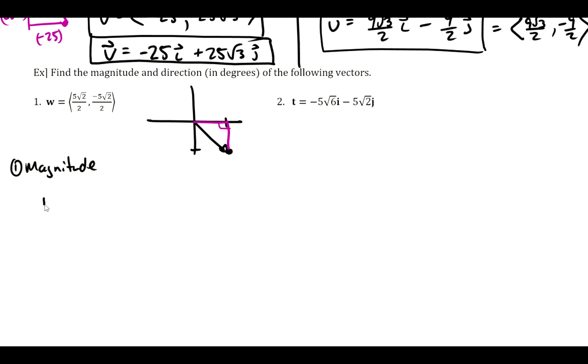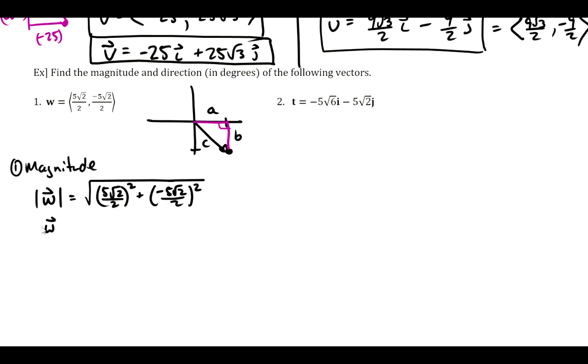So the magnitude of w would be the square root of the horizontal component, so 5 square root of 2 over 2 squared, plus the square of the vertical component, all under that big square root. And again, it comes straight from Pythagorean's theorem, so there's a, b, and c. So a squared plus b squared equals c squared. We're just changing letters and rewriting it. And then now we'll simplify this.